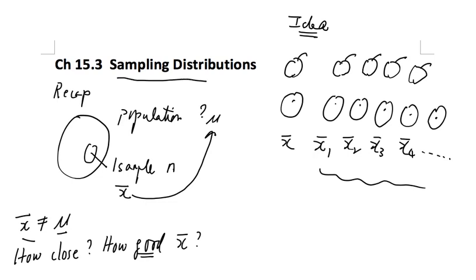So let's go back to our chapter title. Again, sampling distributions sounds really big, but it just means histograms of sample means. And that is the main idea of chapter 15.3. Next, we're going to do some classwork.